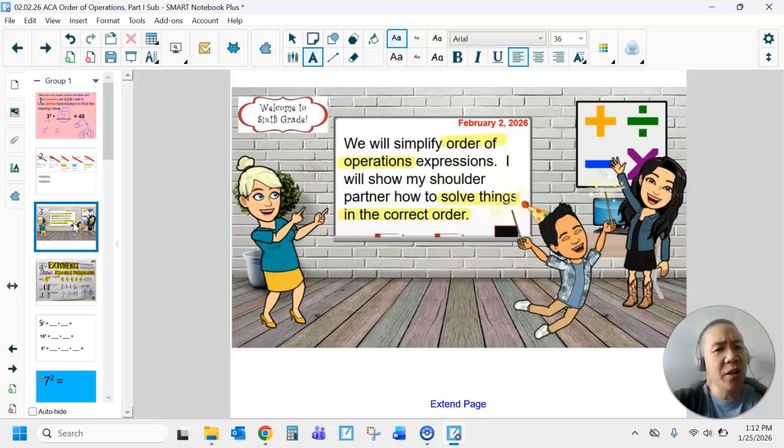So let's see what we are doing today. We will simplify order of operations expressions. I will show my shoulder partner how to solve things in the correct order. So we're learning about order of operations and solving things in the correct order.